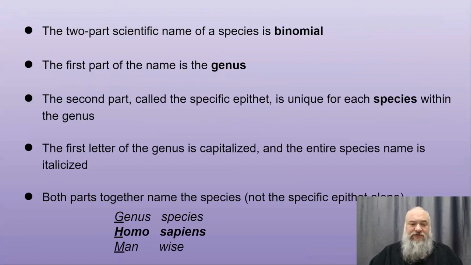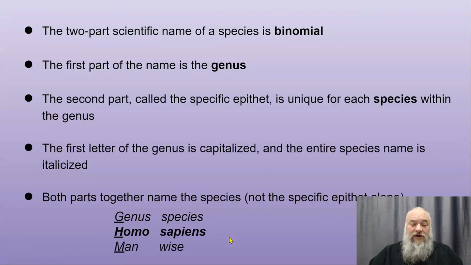We always capitalize the first letter, and the entire species name is usually italicized. If it's not italicized, it's underlined. So both of those groups, their names go together and make the scientific name. So if you know the genus group that somebody belongs to and the species group that it belongs to, you can figure out the name.